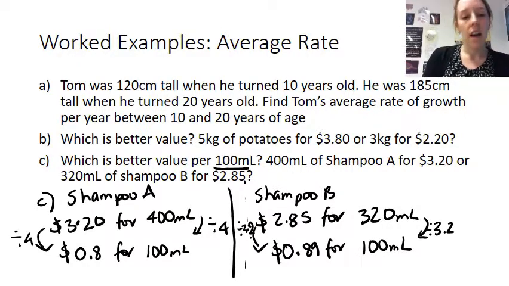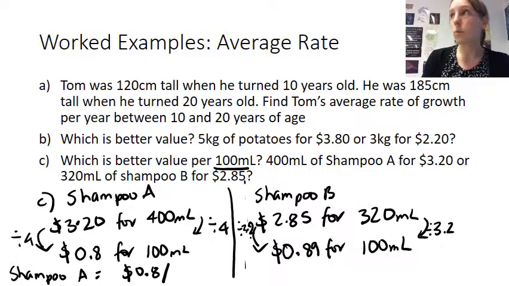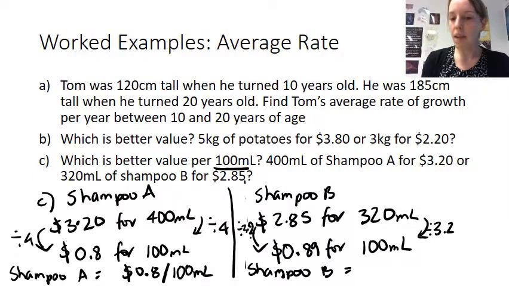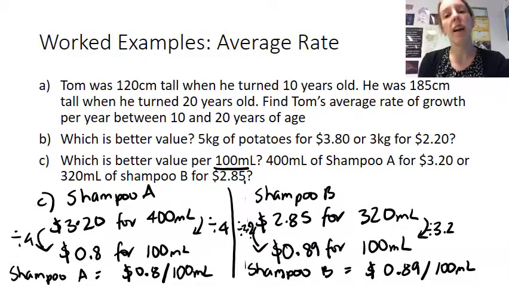So now we can see that shampoo A is 80 cents per 100 milliliters, and shampoo B is 89 cents per 100 milliliters. So from there, we'd write our statement about which is better value. So obviously shampoo A is going to be better value because it's only 80 cents for 100 milliliters compared to the 89 cents that shampoo B costs for 100 milliliters. So we'd write out the written answer at the end.